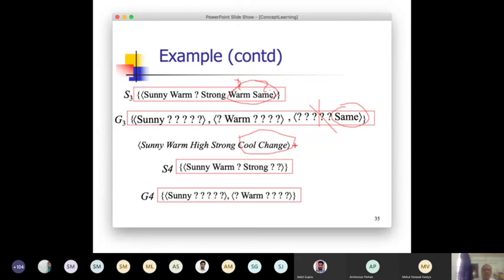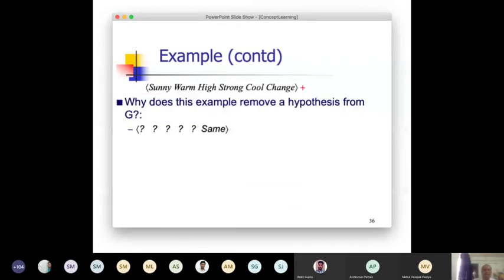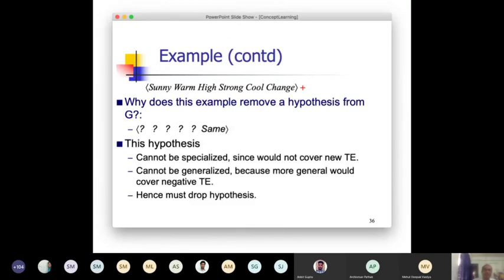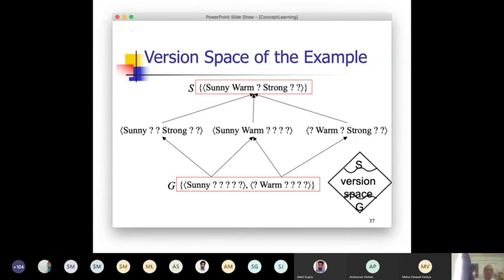Okay, so let me proceed in that case. Why does this example remove a hypothesis from G? I explained that part: it cannot be specialized since it would not cover the new training example, and it cannot be generalized because a more general one would cover negative training examples, and hence we must drop this hypothesis. So this is your version space. Finally, you see that with respect to those four training examples, this is the only set of hypotheses that are consistent.